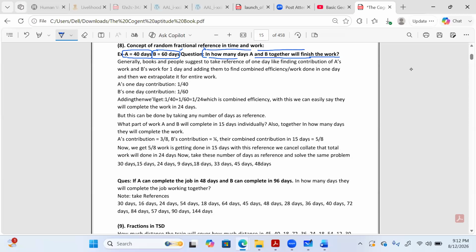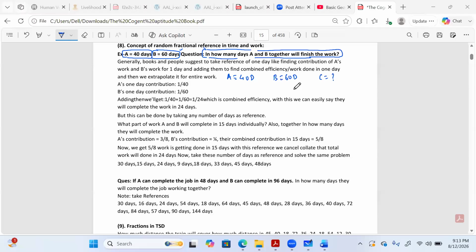मुझे बताओ कि अगर किसी ने बोला कि A जो है अगर 40 डेज में काम करता है और B जो है 60 डेज में काम करता है, तो C कितने दिन में काम करेगा? तो तुम इसको बता पाओगे? Will you be able to tell that in how much time C will be able to finish the job? बताओ, tell me.